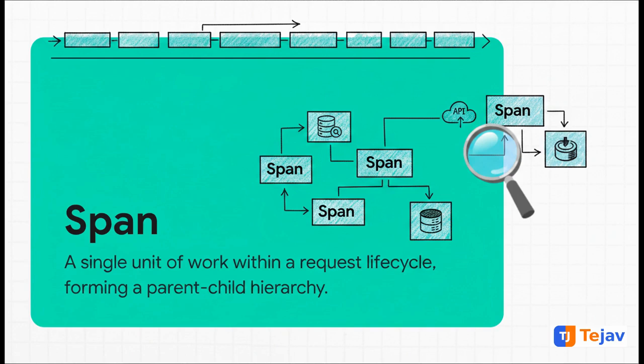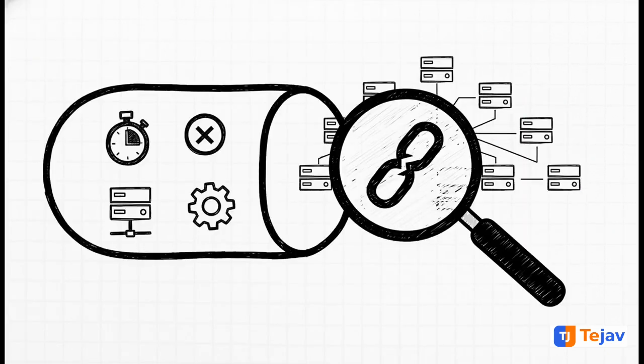Now, this could be a database query, an API call, or maybe a cache lookup. These spans form a parent-child hierarchy, perfectly mapping out exactly how requests flow deeper into the system's architecture. But what makes spans so absolutely vital is the data packed inside them. Each span contains critical metadata. We're talking start time, end time, total duration, status, the specific service name, and the operation type.